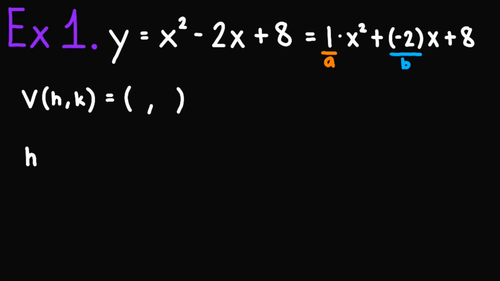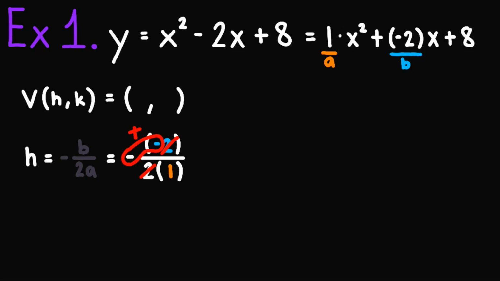Starting with h, this is equal to negative b over 2a. So this h is the x coordinate, take note of that. And so what we do here is we just plug in b and a. So we'll have negative times negative 2 over 2 times 1. Then the 2's out here would divide. Negative times negative is positive, so we'll be left with 1. So we now have h, or the x coordinate for our vertex.